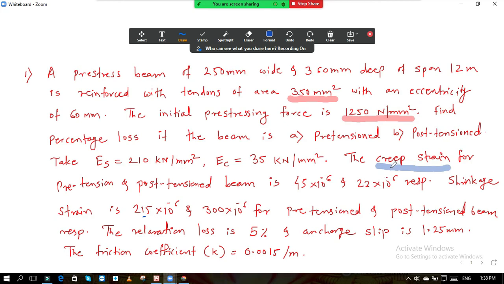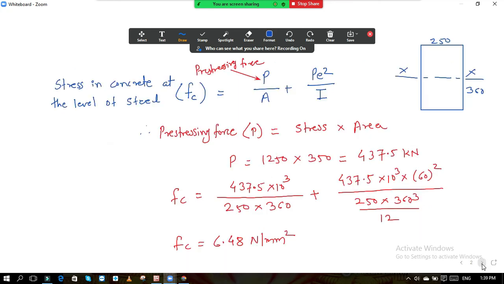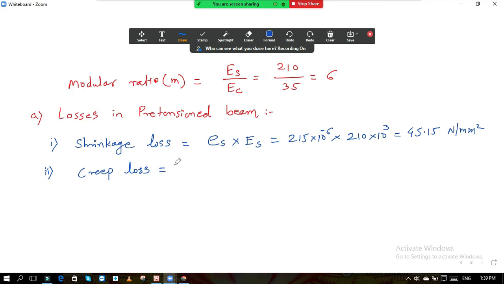If the creep coefficient is given, then your formula is m into phi into fc, where m is the modular ratio, phi is the creep coefficient, and fc is the stress in concrete at the level of steel. But here creep strain is given instead of creep coefficient, so we will use the second formula, which includes creep strain. Your formula will be creep strain into stress in concrete at the level of steel, fc, into Es.